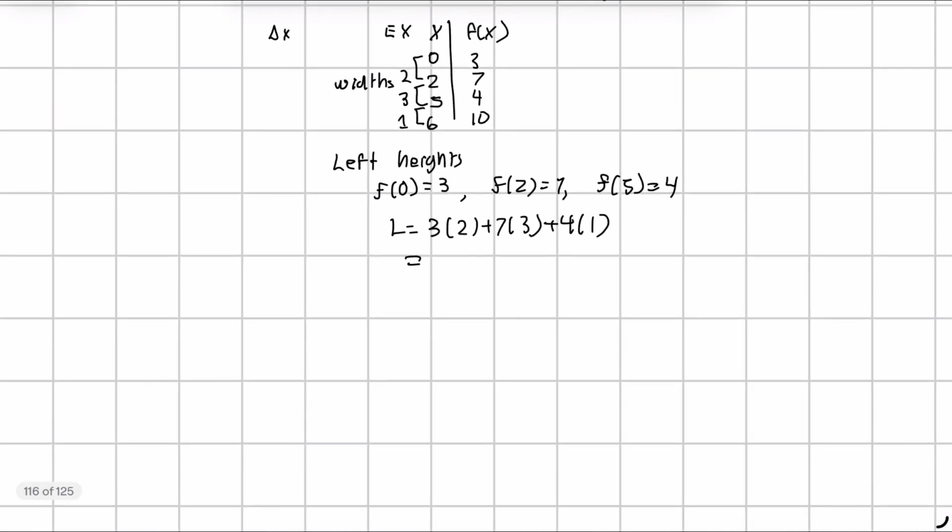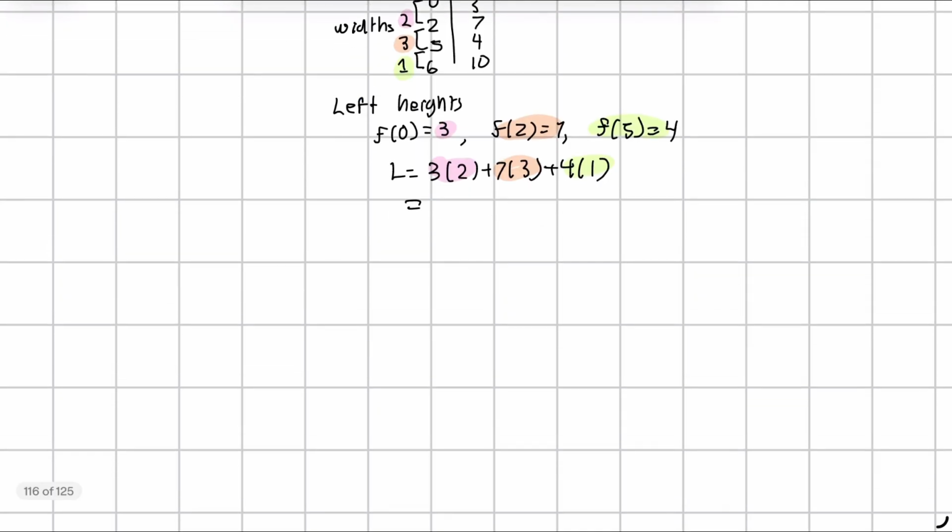So basically, let's match these up. 2 and 3, 3 times 2. And then 3 is going to come from 7 times 3. And then for f of 5, that's going to come from here, the 4, so we are going to multiply that by 1. And highlight this as well. So then all this is going to be 6 plus 21 plus 4, aka 31.